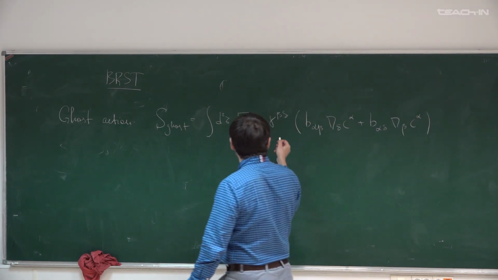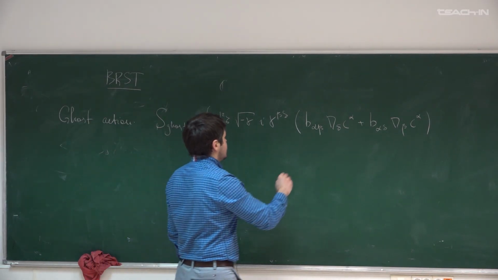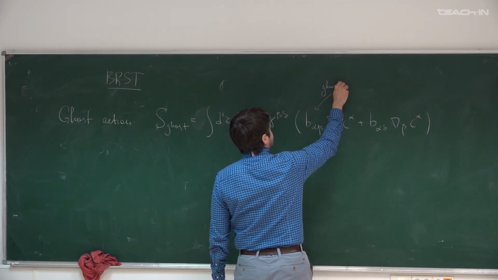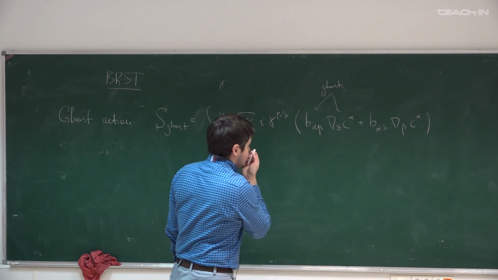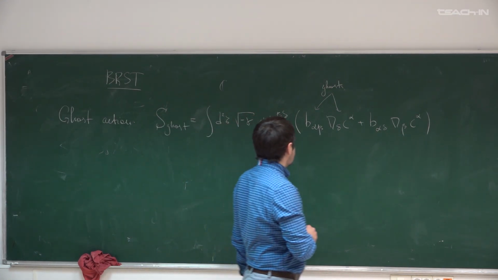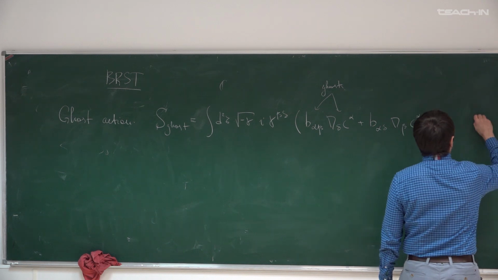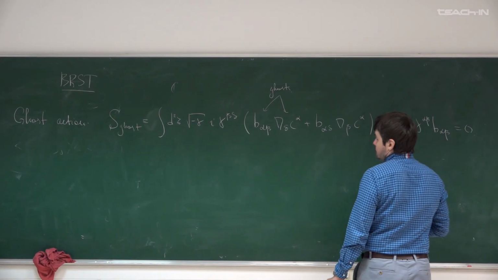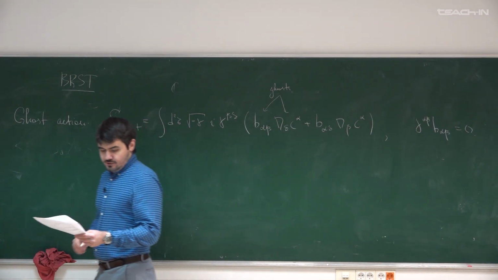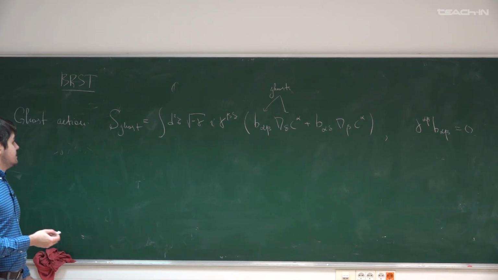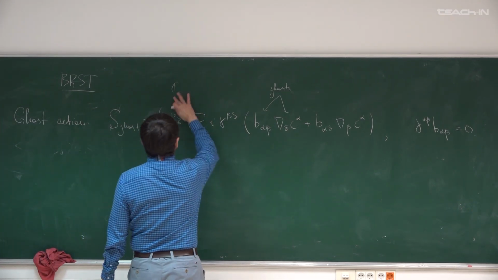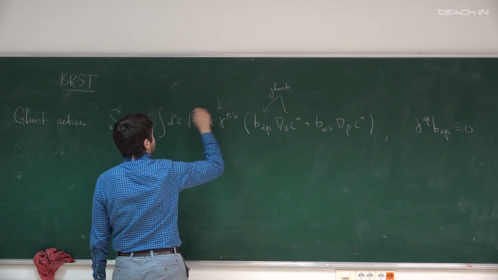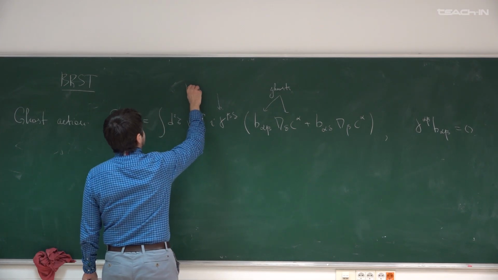And B and C are the ghosts. So these are the ghosts, and B is a symmetric tensor. And we have an additional constraint that B is traceless. So gamma alpha beta B alpha beta should be 0. And well, gamma here is the reference metric. This is kind of implied, that gamma is some reference metric.